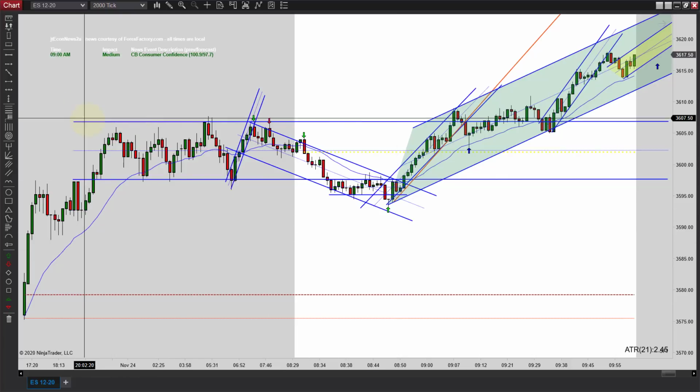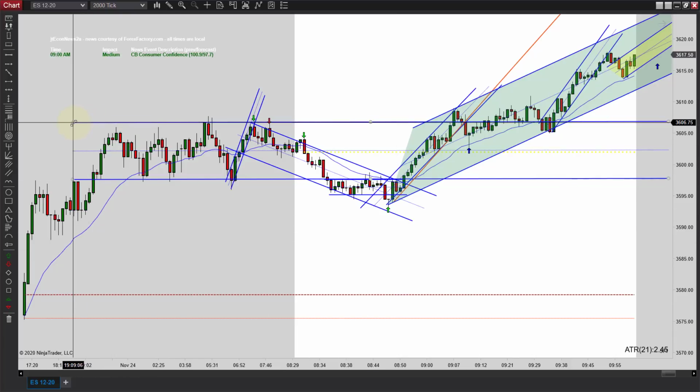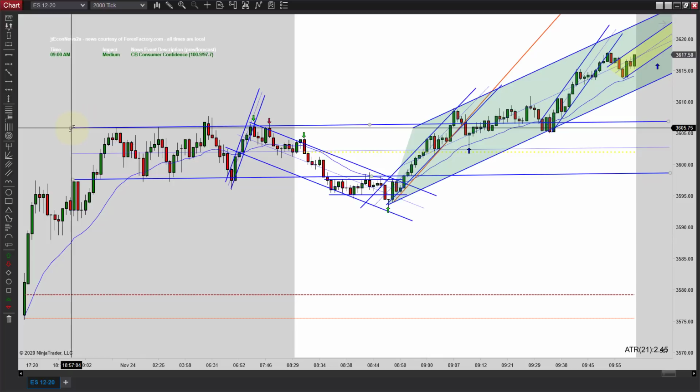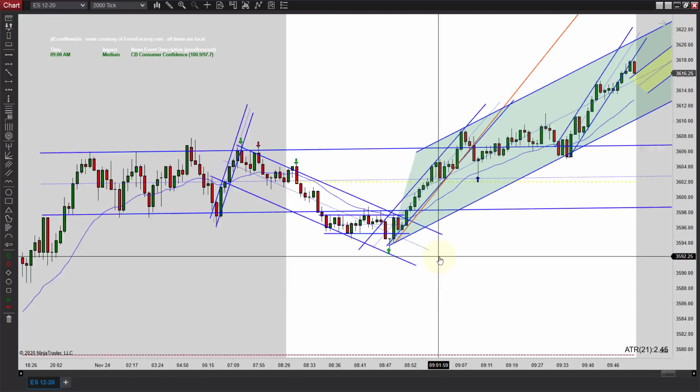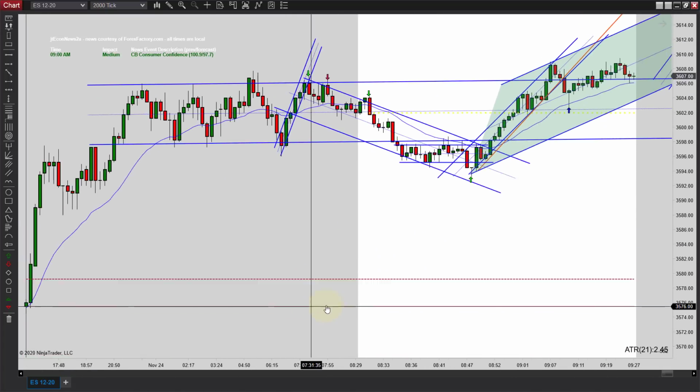And this actually should be a little bit lower right in here. Let's go ahead and start the chart lesson, talk about our trades, and we'll go from there.